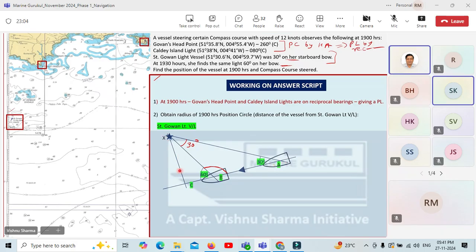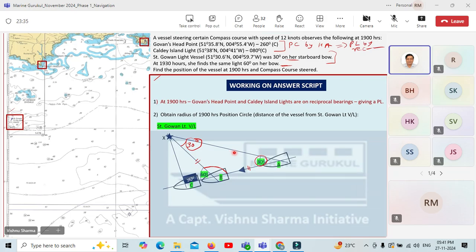Now, guys, the vessel continues on this point and comes to where the light will be abeam. Now the light is abeam here. Now you see in this case, beta, because this angle is 30 and this angle is 30, in this triangle XBA, this side and this side will be equal because it's an isosceles triangle, the angles are equal.